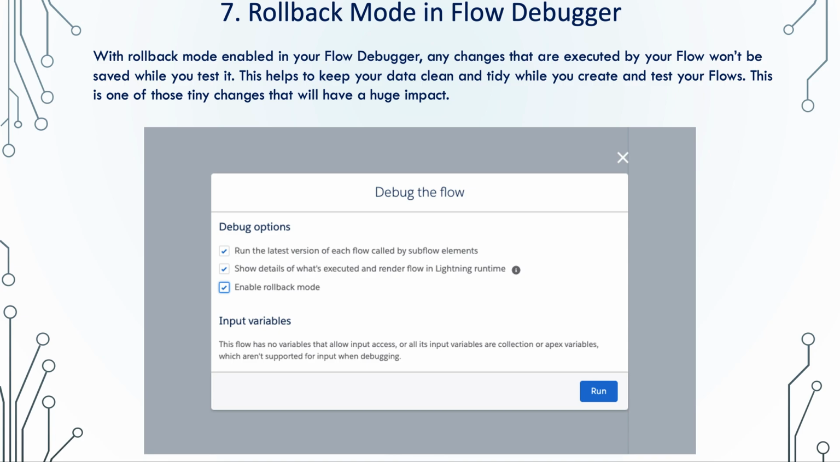Yeah, and the last one which I could find out from our preview org is that now you have the option of rollback mode in Flow Debugger. With rollback mode enabled in your Flow Debugger, any changes that are executed by your flow won't be saved while you test it. This will help you keep your data clean and tidy while you create and test your flows. This is one of those tiny changes that will have a huge impact. Exactly, that will have a huge impact.